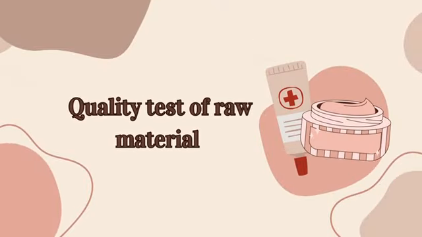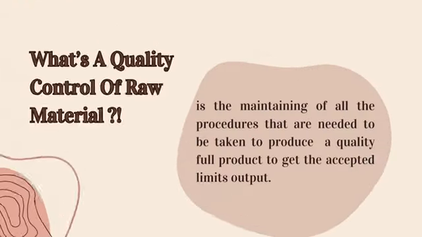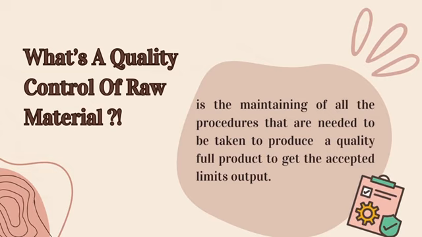Quality test of raw material. The definition of quality control of a raw material is the maintaining of all the procedures that are needed to be taken to produce a quality product to get the accepted limits output.